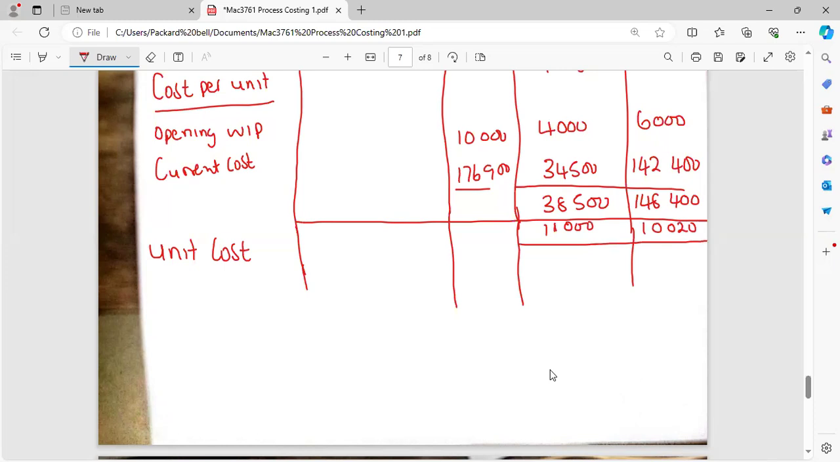So we're going to have 38,500 divided by 11,000. So this one is going to give us 3.5. Then we have 148,400, then we divide by 10,020. So the second one is going to give us 14.81. So these are your unit costs. We can add them to get the total, that is 14.81 plus 3.5, which is going to be 18.31. That is the total unit cost. Right.